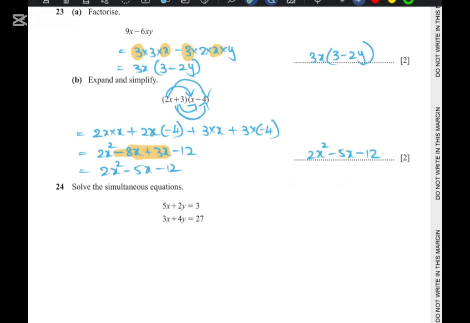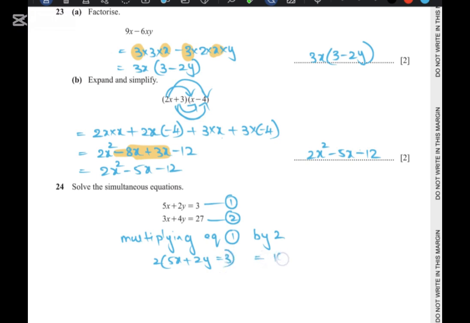So using the elimination method, you need to check now to make one of the coefficients the same as the other. Now when I see 2y and 4y, I can make this 2y into 4y by multiplying this equation with 2. So equation 1 and equation 2, multiplying equation 1 by 2, I get 2 into 5x plus 2y is equal to 3 will be 10x plus 4y is equal to 6. Now this is equation 3.